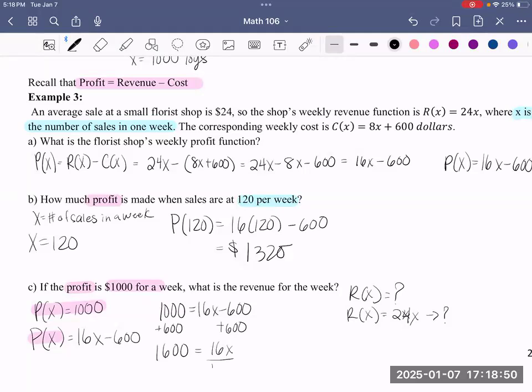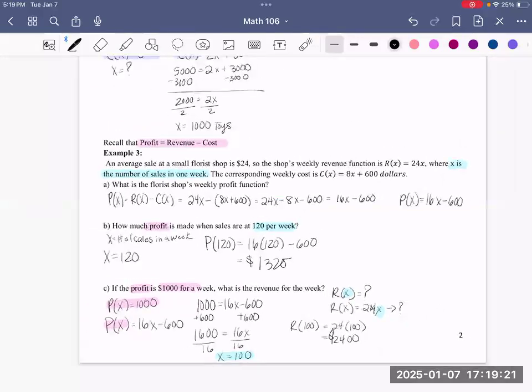So we got x is equal to 100. So if x is equal to 100, we can therefore go ahead and put it into your equation for R of x. So it's $2,400 in revenue for your florist shop if your profit is $1,000.